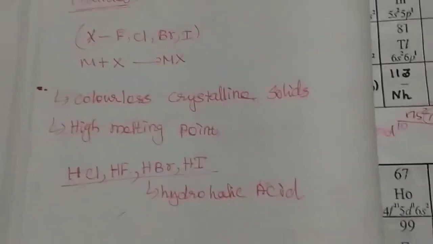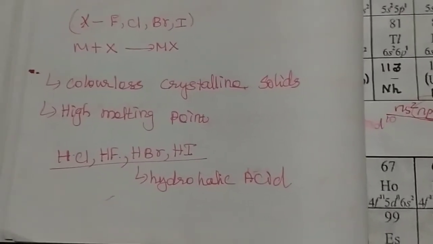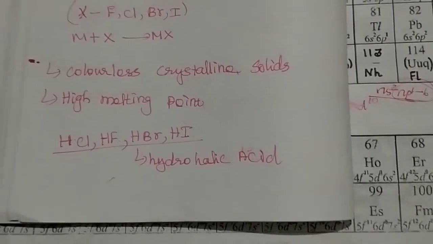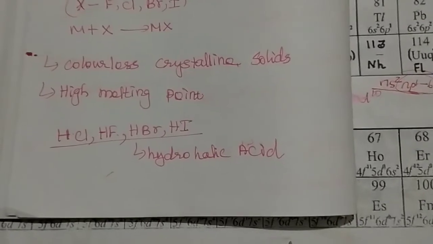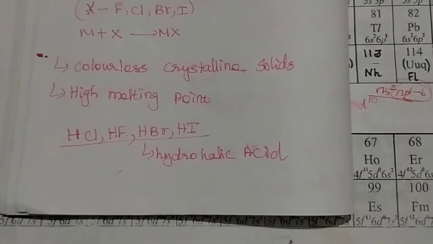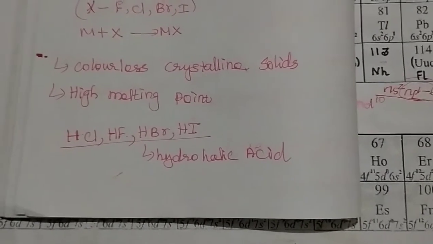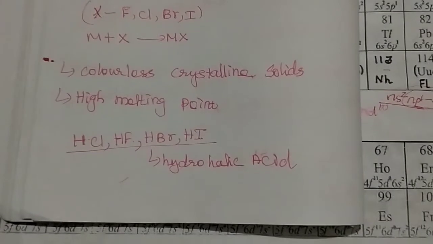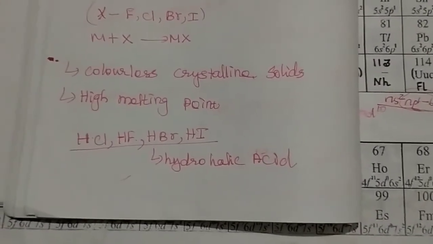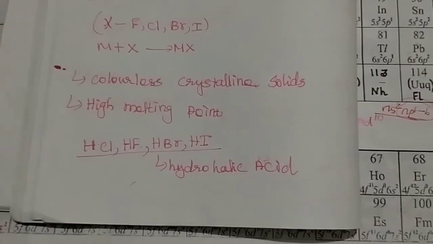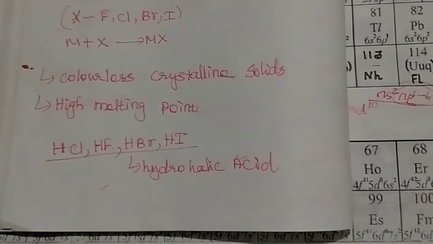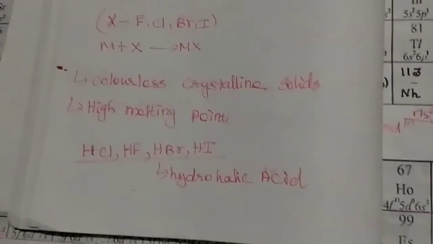The electropositive character of the alkali metals increases from lithium to cesium. So the formation of alkali halides is easier from lithium to cesium. It is increasing because the alkali metals combine with the halogen with increasing electropositive character from lithium to cesium. Because of that, the formation of alkali halides increases from lithium to cesium.